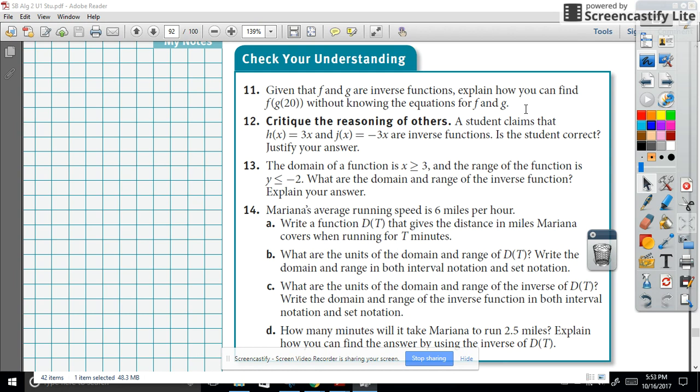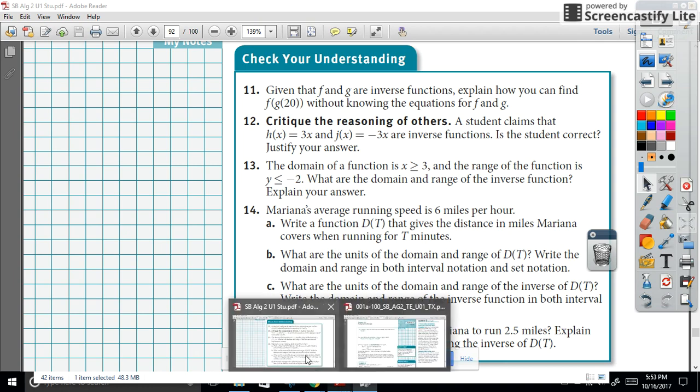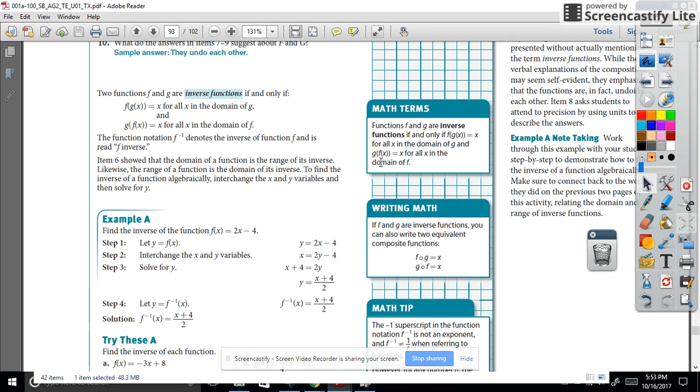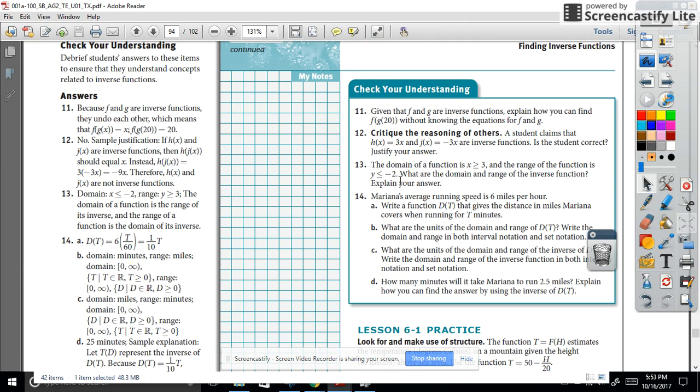The answer is going to be 20, isn't it? Because if you take 20, you're going to get a number and plug it in to f. And then since these are inverse functions, you're going to end up getting the same thing out that you put in. So I would say that the answer is 20. I'm pretty sure I'm right. I'm going to go look at the teacher's edition and make sure that I'm right. Yeah, you're going to get 20.